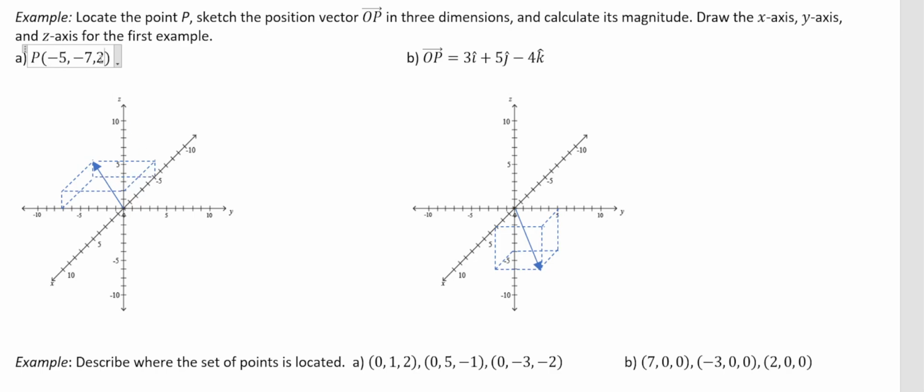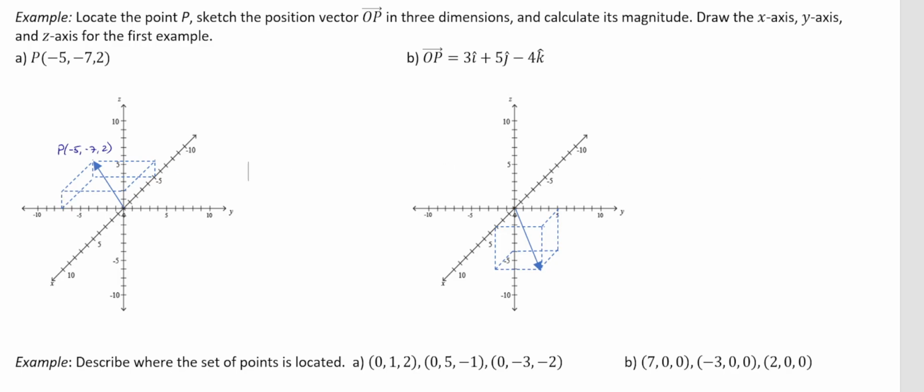The last component is my z component, which means I've got to go up 2 units. So I go up 2 units, and then I make this prism, and this vector right here goes from the origin to this top corner right here. That is P, -5, -7, 2. Okay, so that's that point right there. We can see it's -5 units back along the x-axis. It is -7 units along the y-axis, but then it's 2 units up along the z-axis.